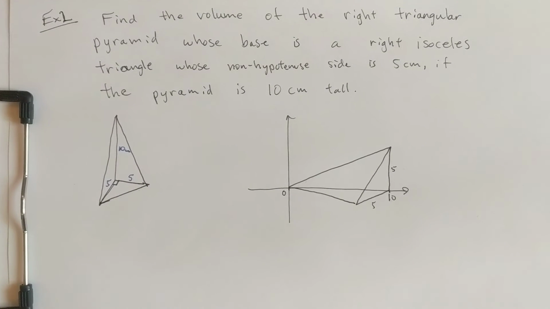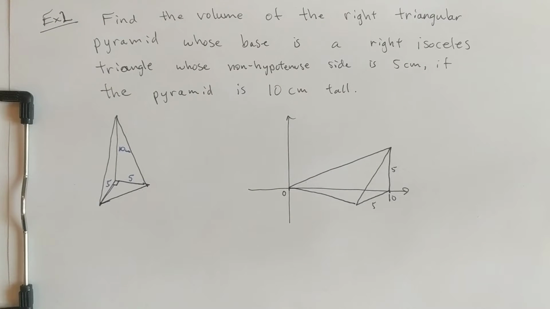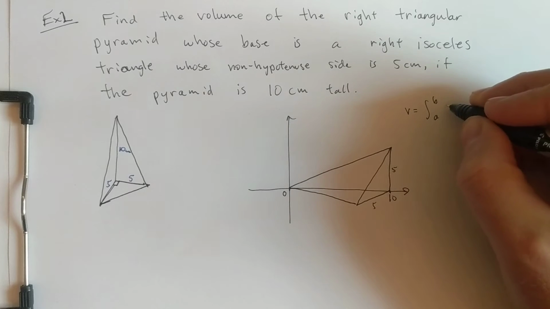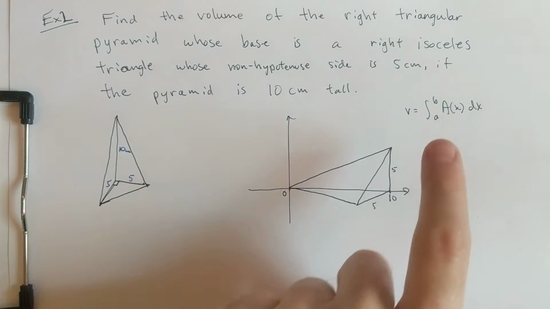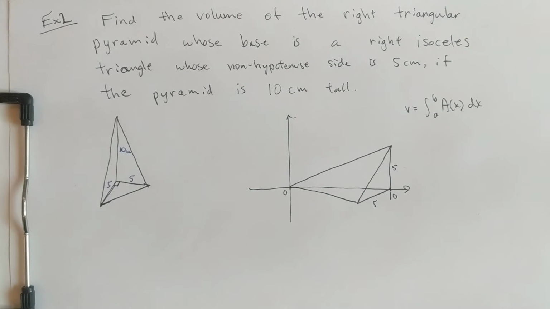And then I drew it over here on the XY axis, just because that's the way we're going to think about it when we do the volume. So again, remember the formula for this: the volume goes from a to b, of a function of x which describes the area, and we'll take the integral.